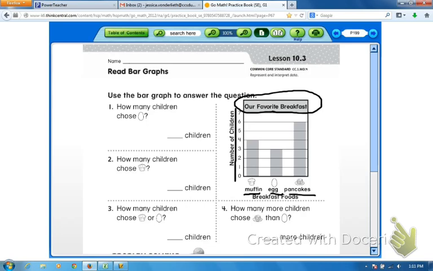First question says, how many children chose eggs? Well, they have to be able to find eggs. And then they have to go straight up from eggs, find where the bar graph length ends, and then go over and find 3, so 3 children.